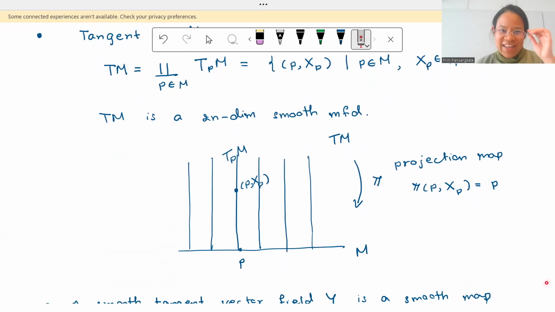This is a rough diagram for the tangent bundle. You have a manifold, and I draw the manifold M as a line here. At each point P on M, you attach the tangent space at P, like this. The whole space is the tangent bundle. And there is a natural projection map pi from the tangent bundle to M, just by this projection.